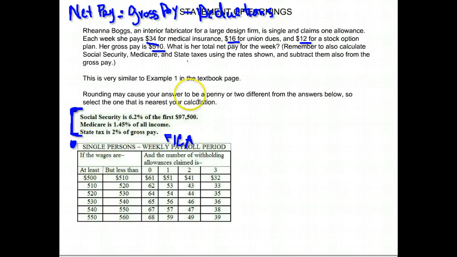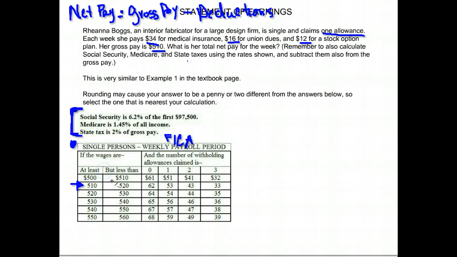I'm going to start with the table. For 510, you look at the side of the table over here. It says if your wages are, and this is for a single person, which she is, between 500 and 510, 510 and 520, 520 and 530. So you find the range of pay here. If you get paid at least 500 but less than 510, these are the numbers you would use for your federal income tax. The numbers at the top mean how many allowances you have. She is single and claims 1 allowance. She makes $510, so we're going to use this column right here.